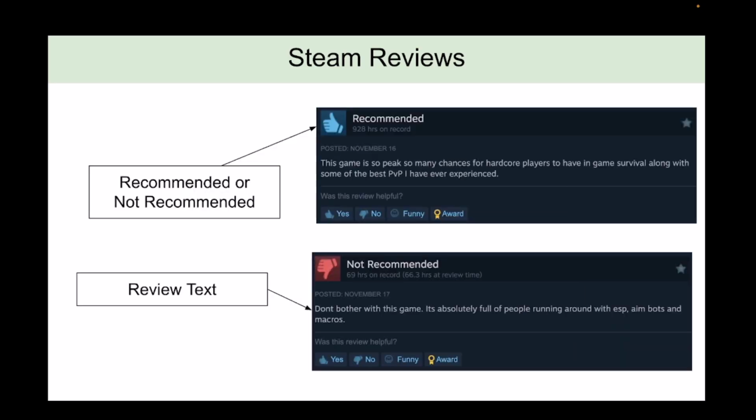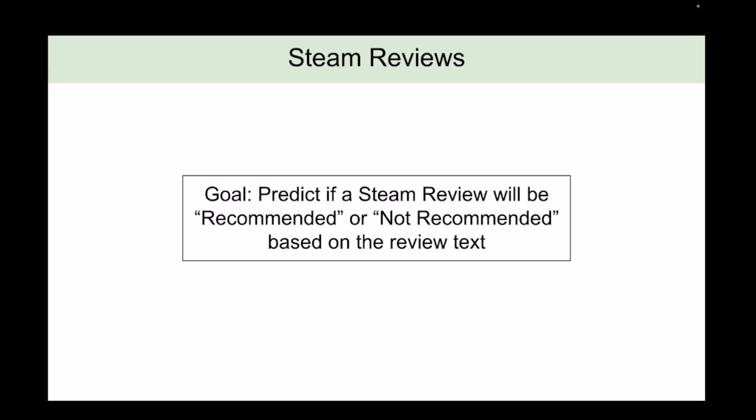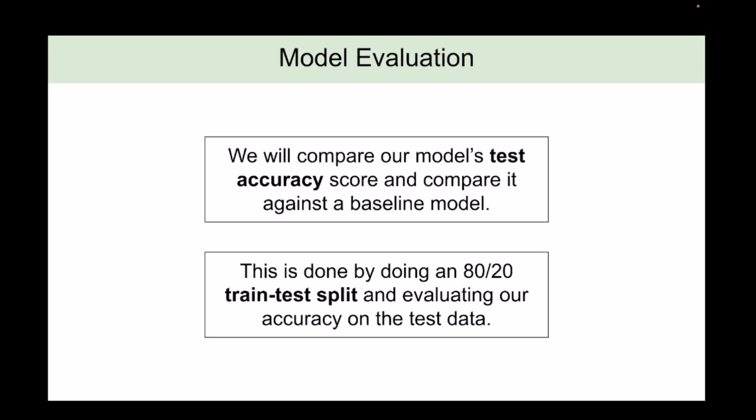A review typically consists of whether or not a user recommends the game, as well as some supplementary review text for why they made that decision. Our goal will be to predict if a Steam review is recommended or not recommended based on that review text. After we create our model, we're going to evaluate it by computing the test accuracy for both our model and the baseline model and comparing them. We're going to do that by conducting a simple 80-20 train test split and evaluating our test accuracy for each model.